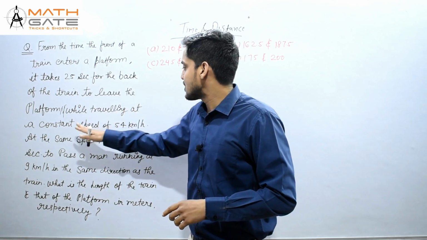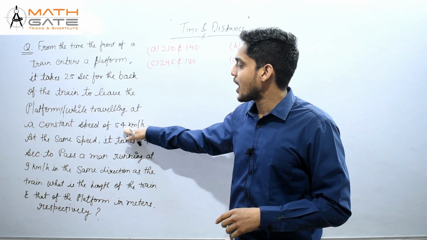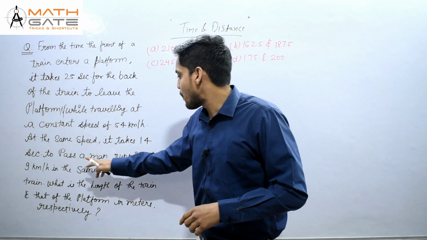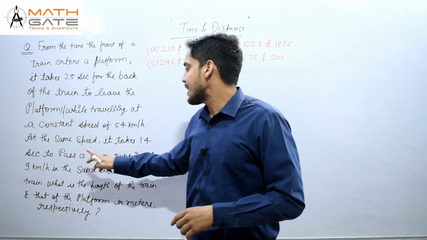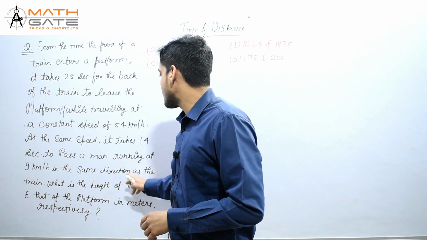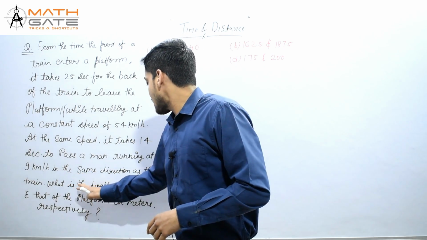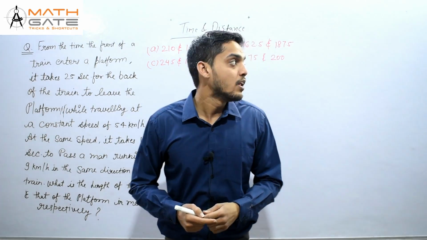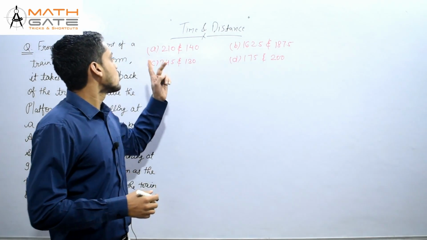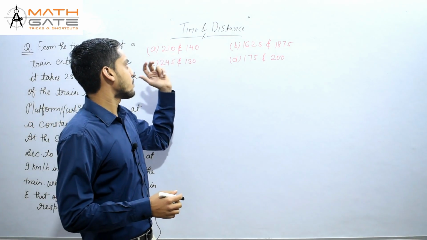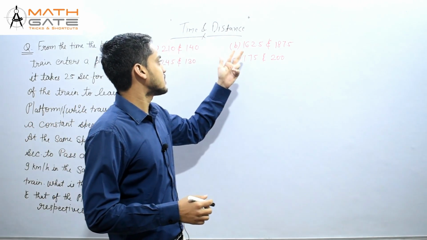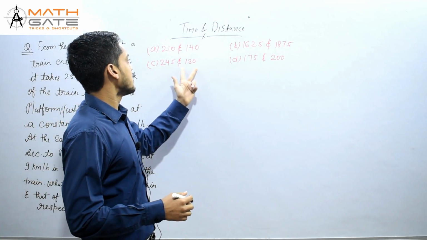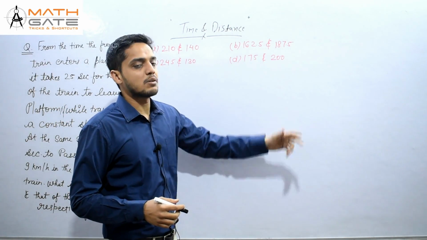While traveling at a constant speed of 54 km per hour, at the same speed, it takes 14 seconds to pass a man running at 9 km per hour in the same direction as the train. What is the length of train and that of the platform in meters respectively? Options given are 210 and 140 meter, 162.5 and 187.5 meter, 245 and 130 meter, and 175 and 200 meter.